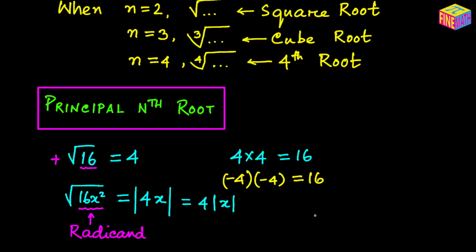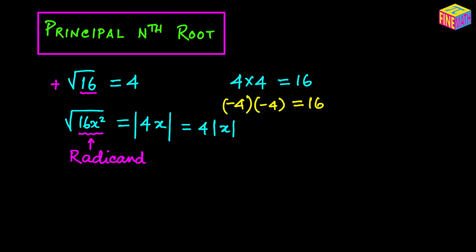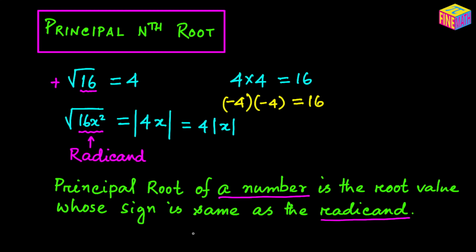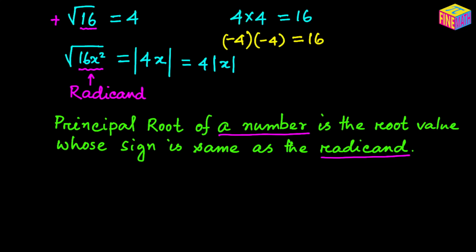So now we are going to take a look at the formal definition of the principal root. The principal root says that it is the root whose sign matches with the sign of the radicand. So the formal definition says that the principal root of a number, meaning whatever is the radicand, is the root value whose sign is the same as the radicand, meaning the sign has to match with whatever is that original number which is inside the radical symbol, right? So let's take a couple more examples to clarify any doubts.